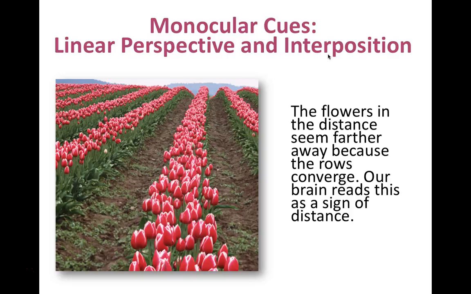Linear perspective and interposition. So the flowers in the distance seem further away. And so we have this impression of depth, even though we're looking at a flat picture, because the rows converge, and because of this convergence, our brain reads this as a sign of distance. That's called linear perspective.